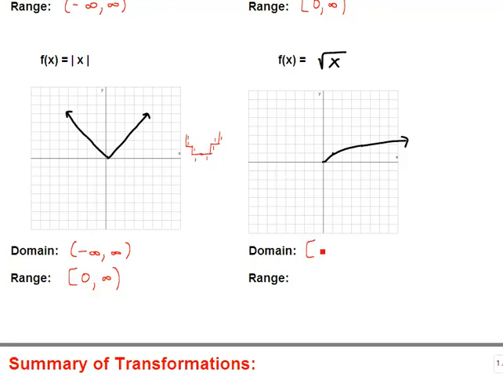So our domain is 0 to infinity. If you look at the range, the lowest y value we go through is again 0, and I slowly go up from there. So because of this arrow, it will continue to rise. So this range is 0 to infinity.